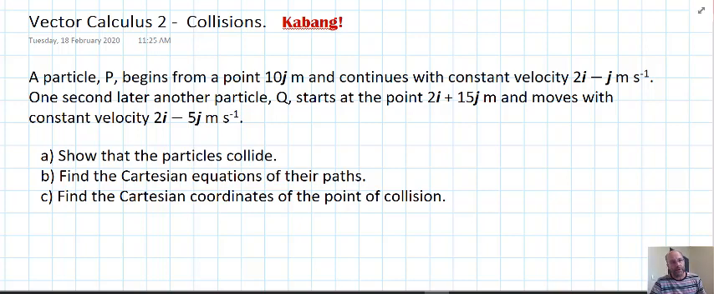Our second video on vector calculus, we're looking at an interesting context here: collisions. So when things hit each other, and that's always interesting. This one's essentially a worked example which uses a lot of the stuff we've recently learned.